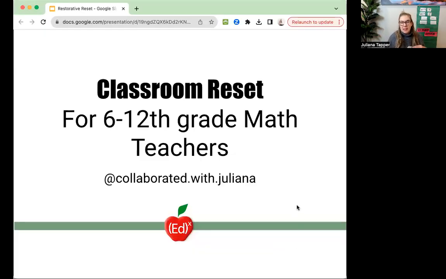So, like I said, this is all about a classroom reset for older math teachers. If you teach 6th through 12th grade students, so not necessarily for elementary teachers, but secondary, since that is my focus.